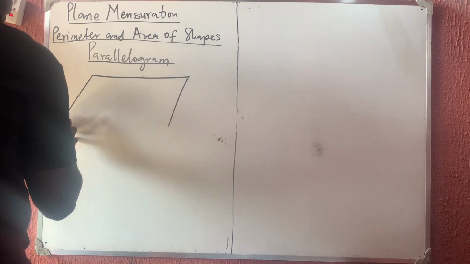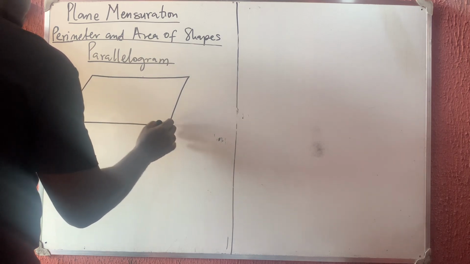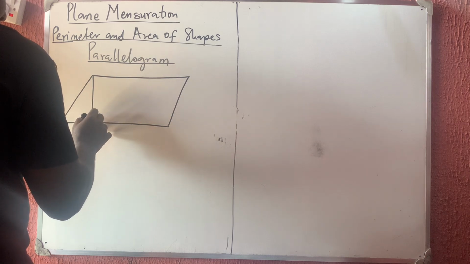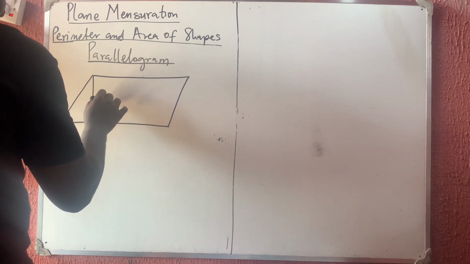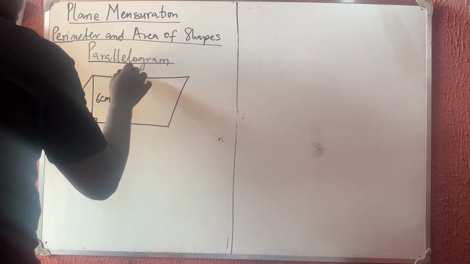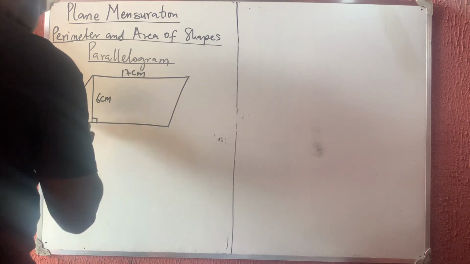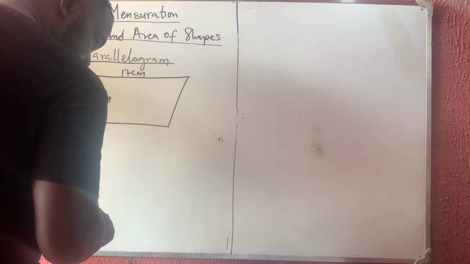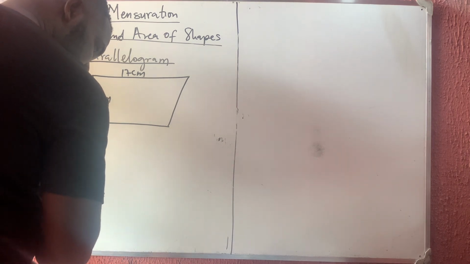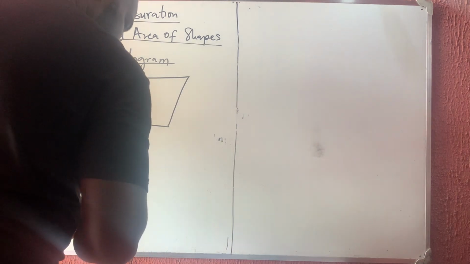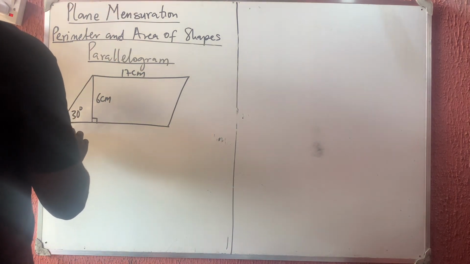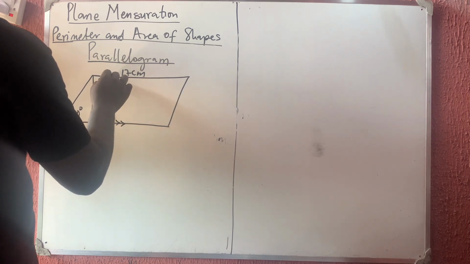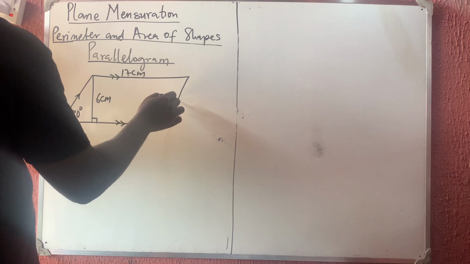I'm not very good at drawing, but you will manage. I have a parallelogram like this, and here is 90 degrees. This side is 6 cm, here is 17 cm. They say that here is 30 degrees. So we should calculate, given that here is parallel to here, and here is parallel to here.